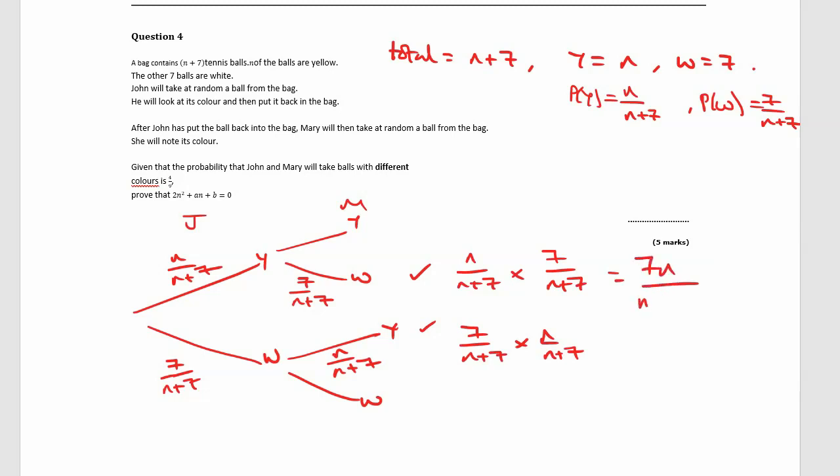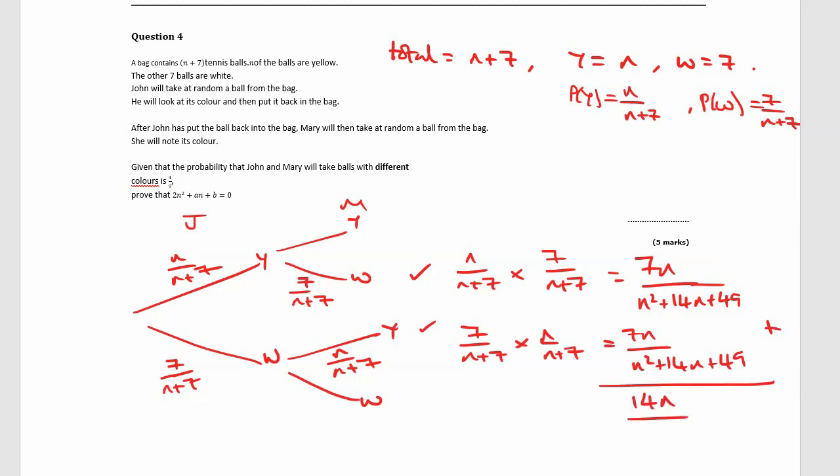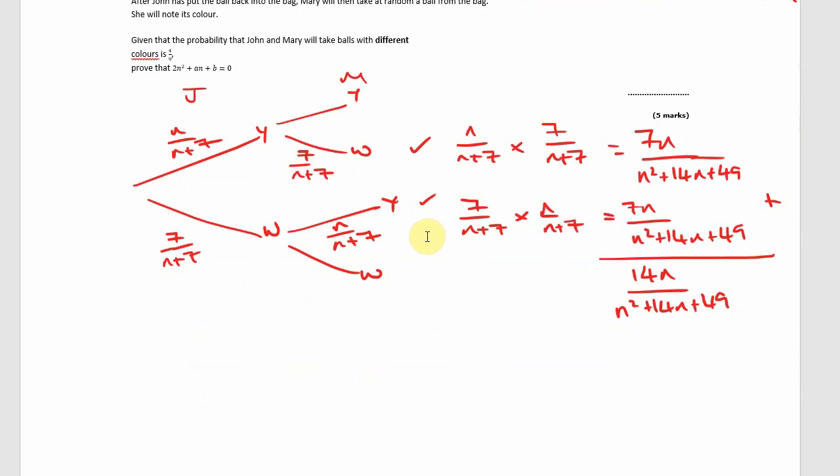So 7n over n squared plus 14n plus 49. You can do your expanding double brackets on the bottom if you can't do it that fast. And again, if I do the same for this, it's going to be exactly the same. So if I add these together, that's going to get me 14n over n squared plus 14n plus 49, as we've got a common denominator, so we just add the top. And the probability of that is going to be 4/9. So this equals 4/9.